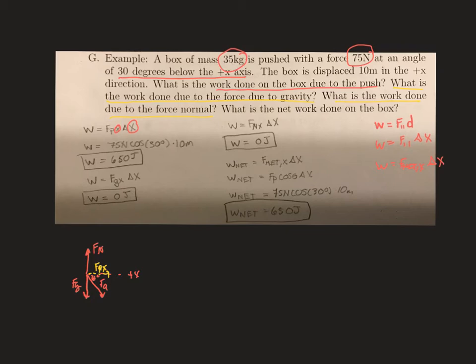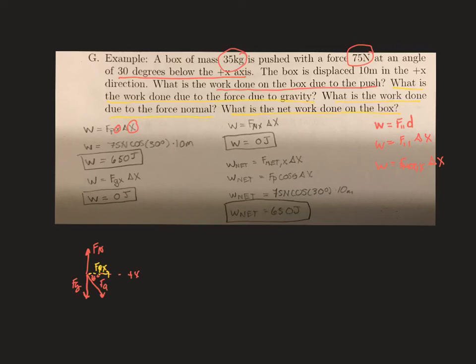Alright, in our last part of this problem, we're asked what is the net work done on the box. So we need to do force net in the x direction. If we go back down to our free body diagram, the only force acting in the x direction is the force push in the x. So I put in force push times the cosine of theta, because that's how we calculate the x component of the force push, multiplied by the displacement in the x. So I plug in 75 times the cosine of 30 degrees times 10 meters, and that gives us 750 joules.